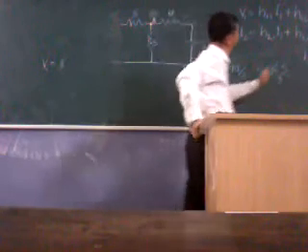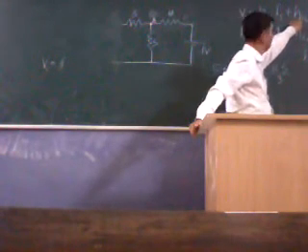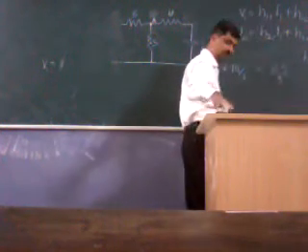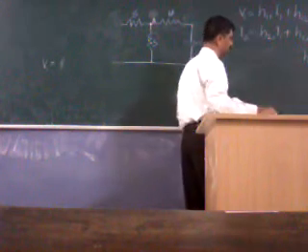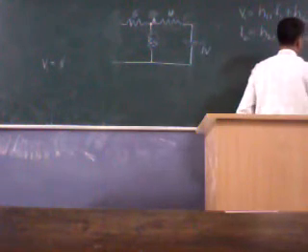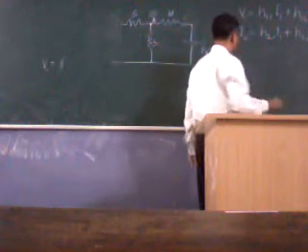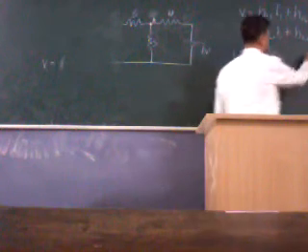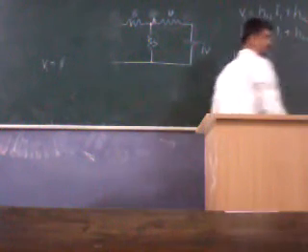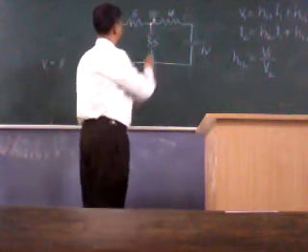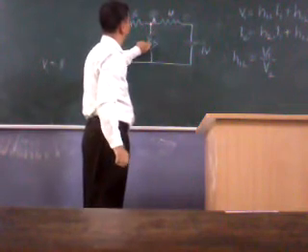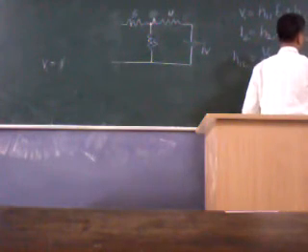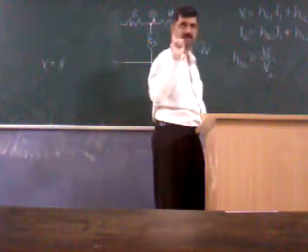So now what do you find out? H12. It is what? V1 upon V2. H12 is V1 upon V2. What is V2? V1 you have to find out. How to find it out now? 5 upon 5 plus 10. That is 1/3. V1 is 1/3. 1/3 upon 1. That is 1/3.